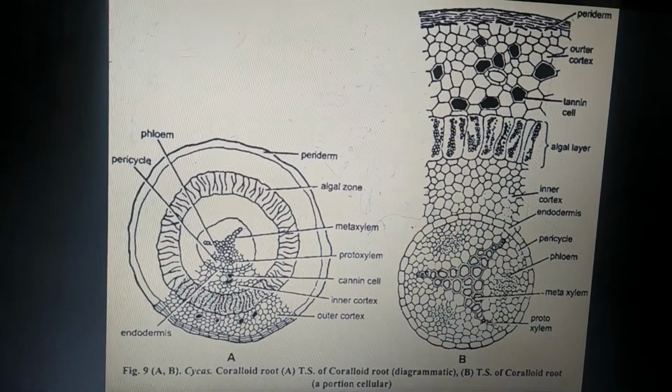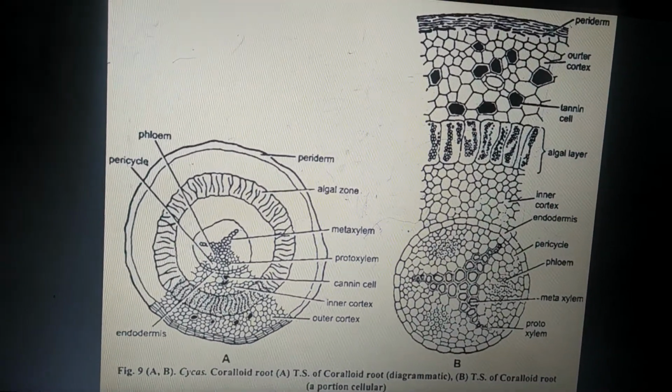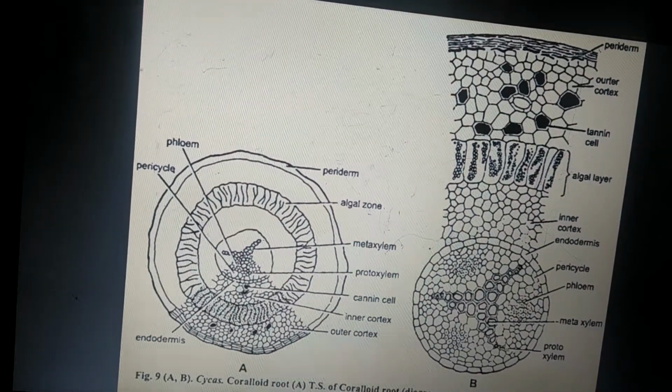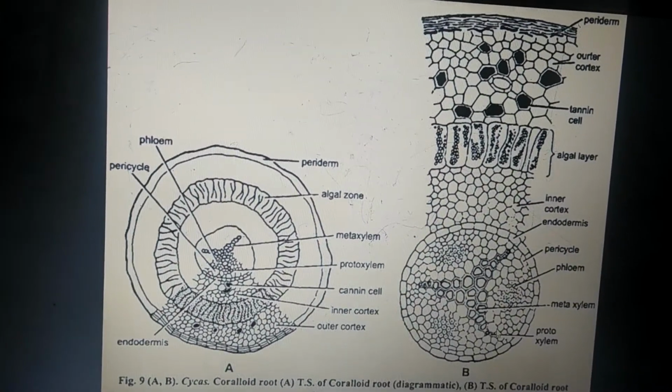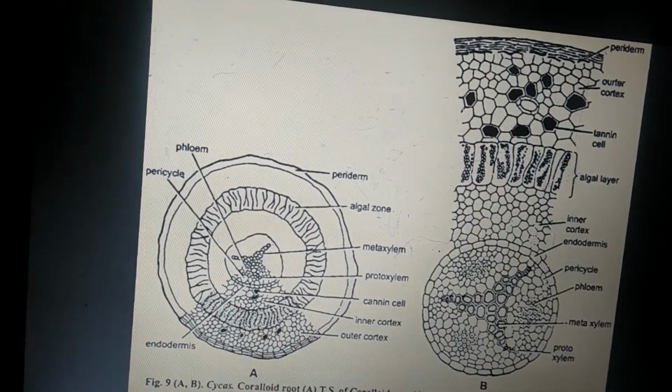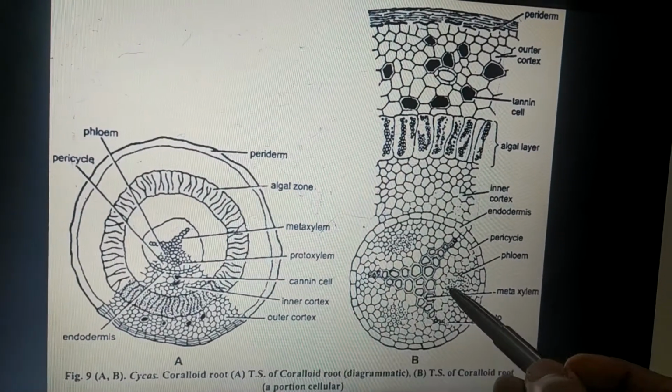In this part, we'll be discussing the coralloid root of the Cycas. The coralloid root has similar features to that of the normal root. The only thing is that it has a bit wider zone of the cortex. Now in front of us there are two diagrams, part A and part B.